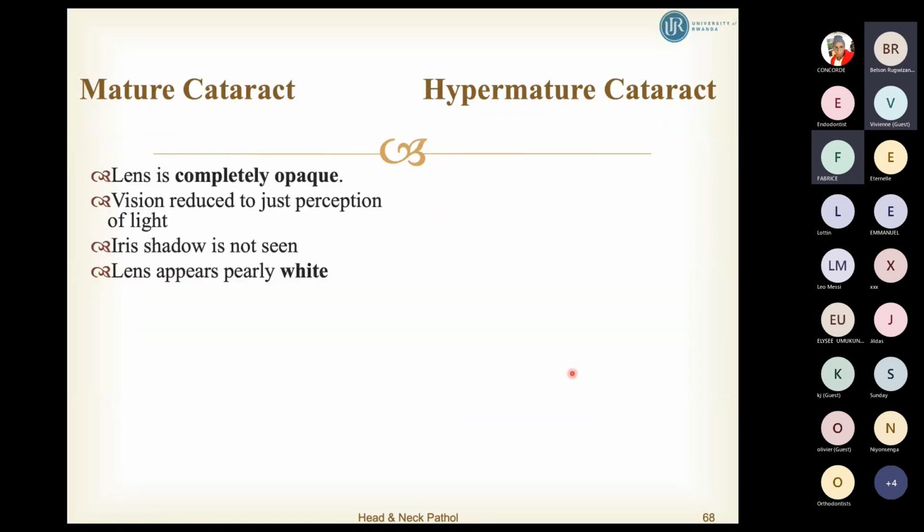So for the mature, the lens is completely opaque. Vision is reduced to just perception of light. So now we have a question. One can walk outside and perceive that it is sunny, but cannot see, only seeing the shadow of trees or of a person. Iris shadow is not seen. Lens appears purely white.